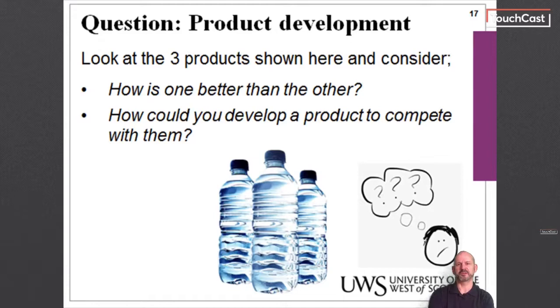of crystal clear mountain waters, and yet the top selling brand here is 10% more expensive than the next top 2 sellers. So given that the product appears virtually identical, consider the following questions. In what way is one better than the other? And secondly, how could you develop a product that would have any chance of competing with them?